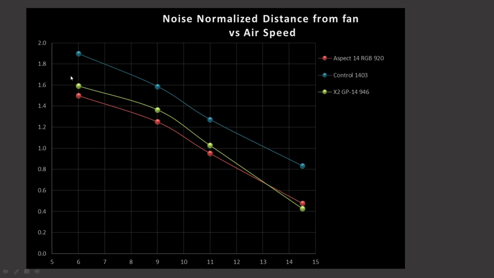So the Aspect14 and the X2GP14 actually line up fairly close to each other. It's fairly impressive, indicating that Fractal knew what they were doing when they selected these fans for the Fractal Design Torrent computer case. So that is always great to see, despite the fans having relatively different blade designs overall.